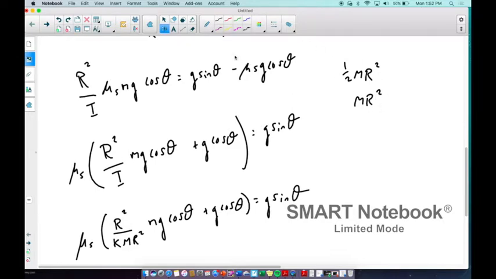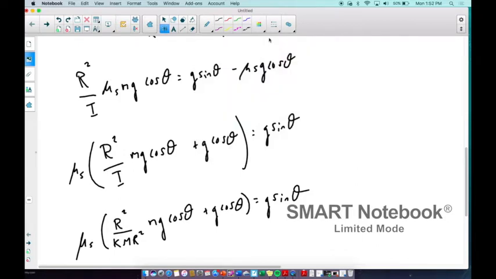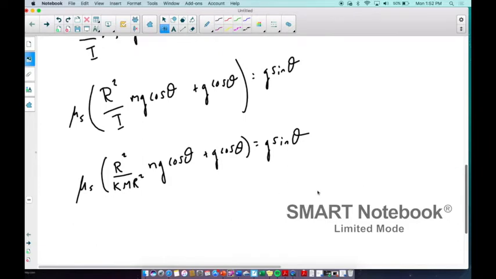It's always something mr squared. So all I've done is just replaced I with k mr squared, where k is this constant that ends up coming out here depending on what the shape is. I haven't said exactly what the shape is. It could be a solid sphere, a hollow sphere, a cylinder, a hoop, whatever. Okay, so that's all I've done here.